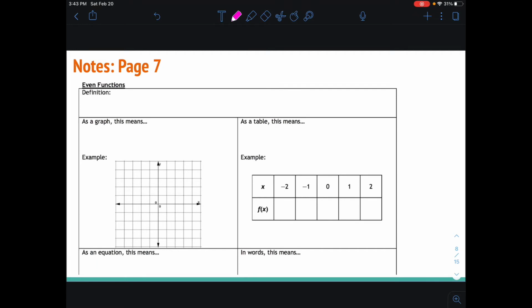Okay, let's go ahead and take these notes together. This is page 7 in your packet, and we're going to first define even functions. So a function is even if it is symmetric about the y-axis.